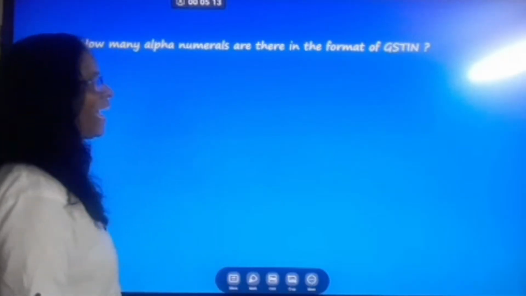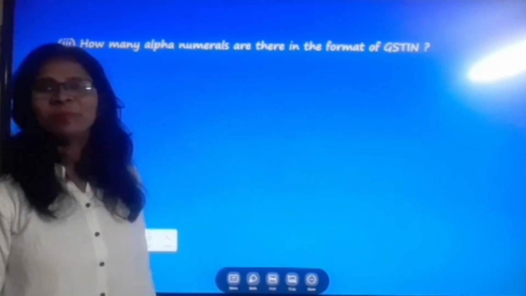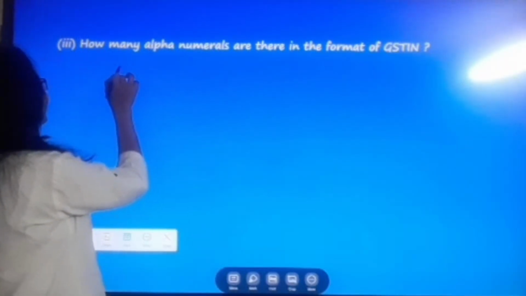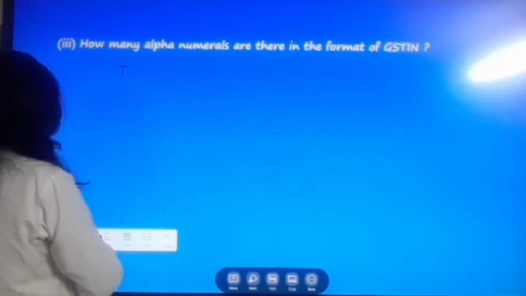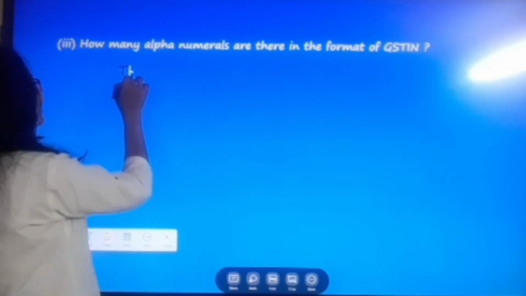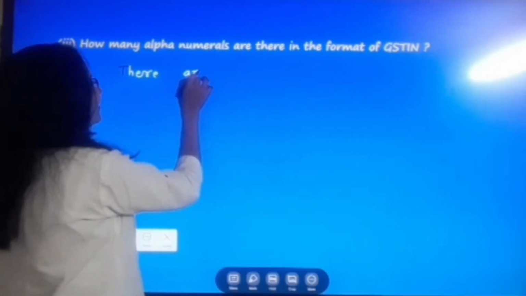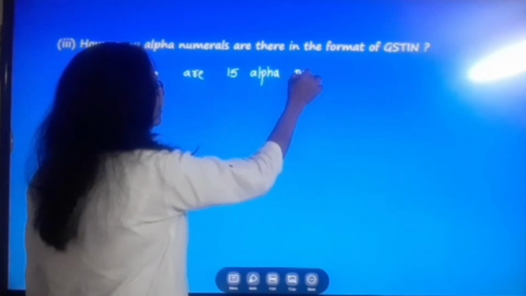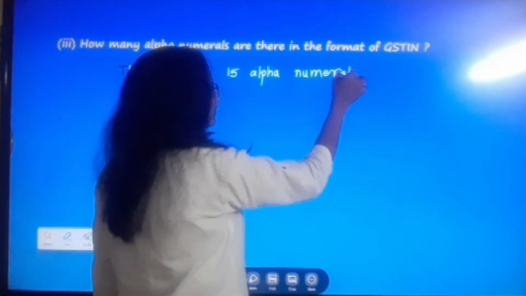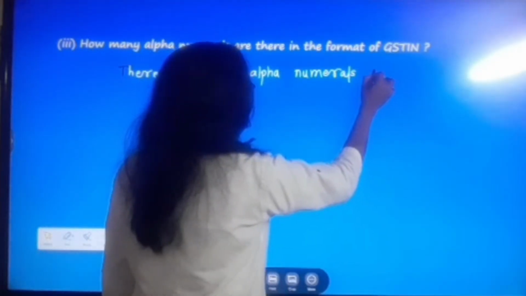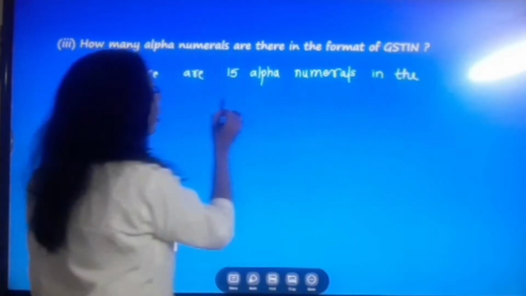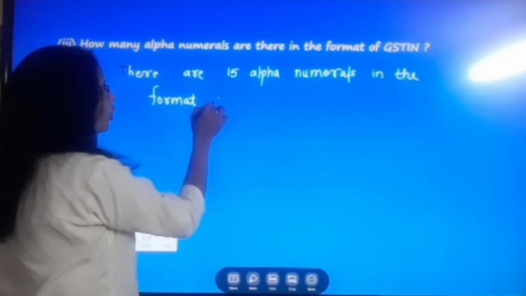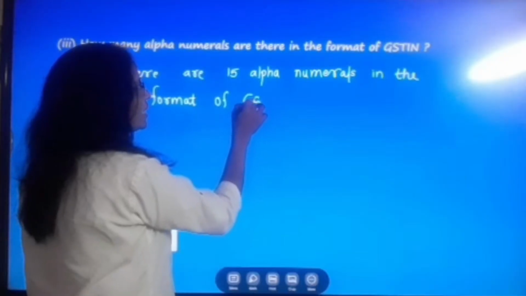So now we know that there are 15 alphanumerals in the GSTIN. So here we write down that there are 15 alphanumerals in the format of GSTIN.